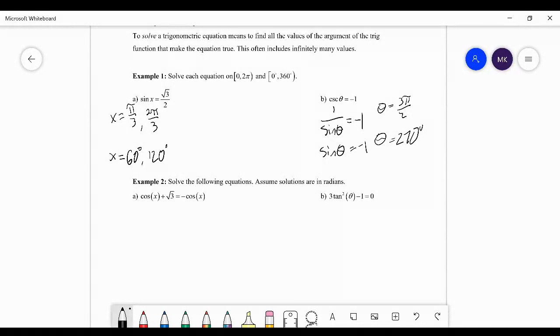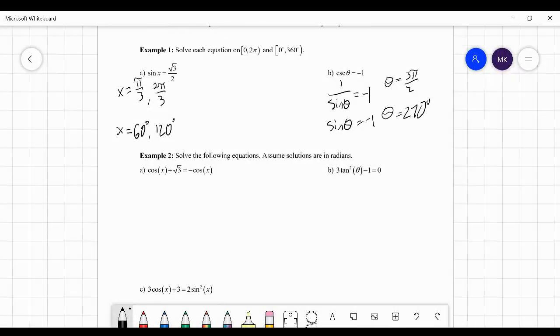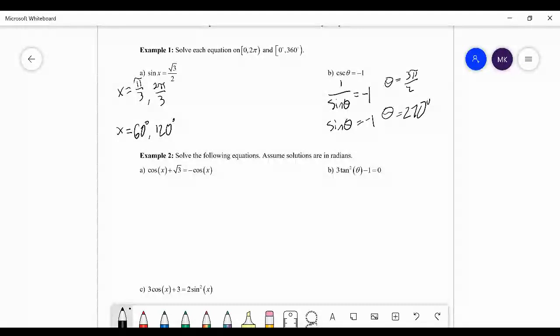Now, let's look at this next problem here. We've got a little more complicated situation going on, but still pretty simple. We're going to follow the same steps that we would with any other equation. Right here, it says solve the following equations, assume solutions are in radians. Now, notice it doesn't say to only give them on 0 to 2 pi. So this wants all of the solutions.